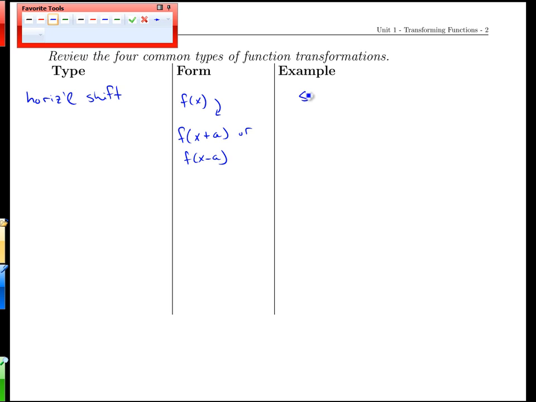So one example might be sine of x, and you might go, say, sine of x plus pi over 4. Remember, in calculus we always use radians and not degrees as much as possible, certainly when we're doing derivatives, as we'll see later, but in general it's good practice to stay with radians rather than degrees.